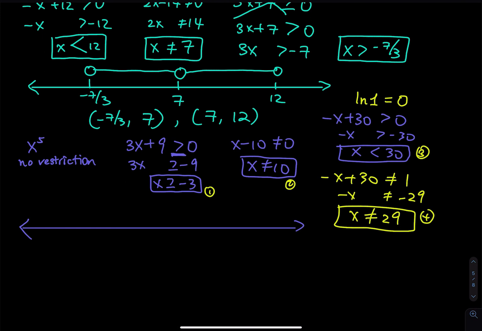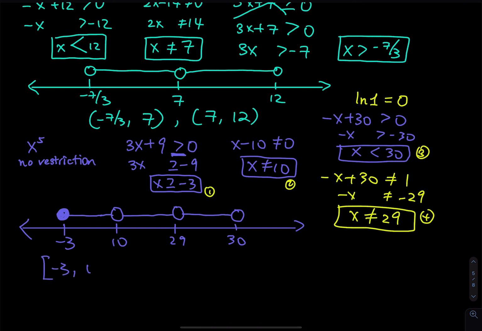What do we have? The smallest one is negative 3, and then we have 10, and then 29, and then 30. No 10, no 29, and greater than or equal to negative 3, so we use a solid circle and shoot an arrow to this side, right? But less than 30 is here. So this is what we have. The intervals are from negative 3 to 10, and then from 10 to 29, and then from 29 to 30.